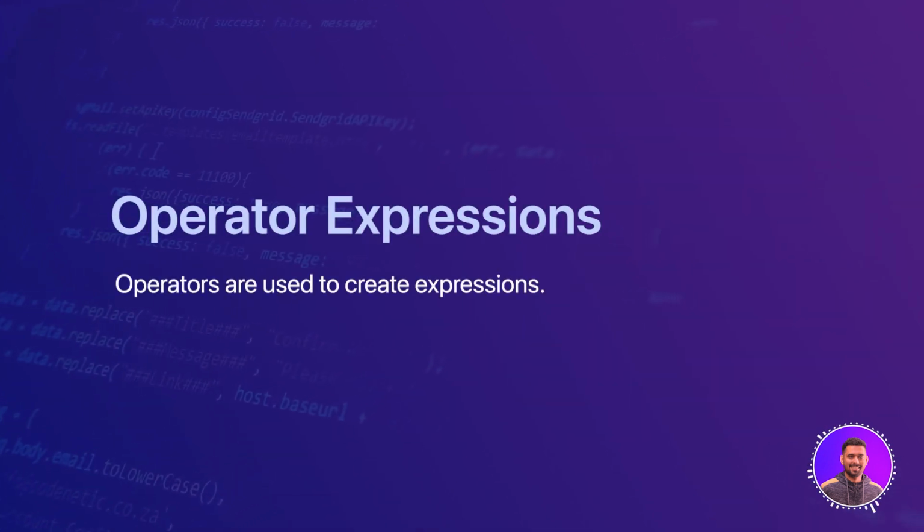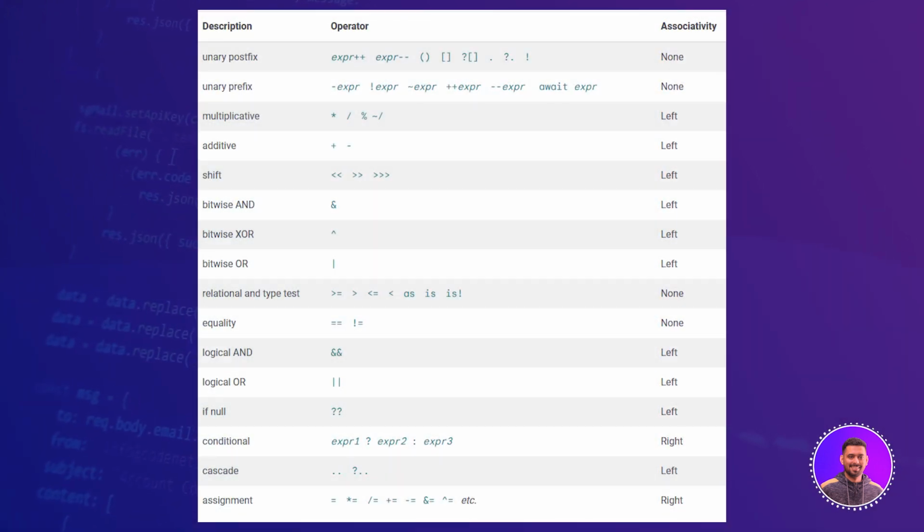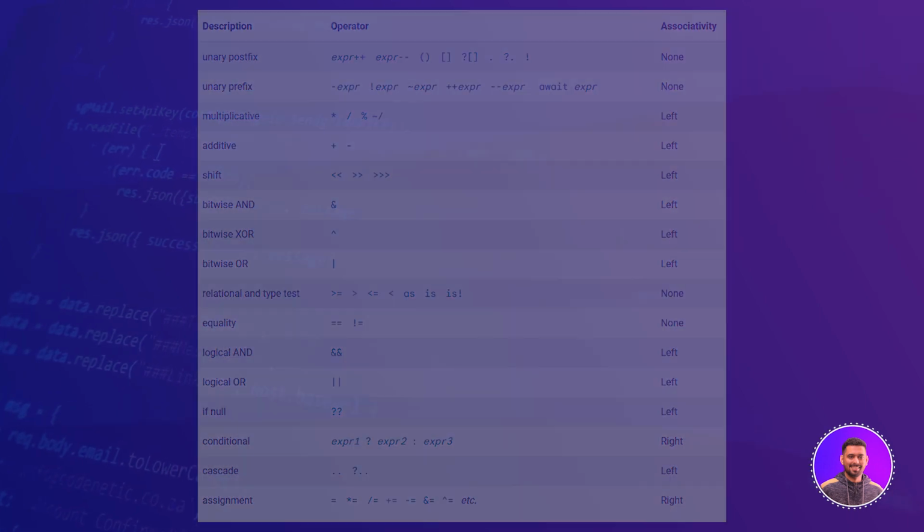Operators are used to create expressions. Here are some examples of operator expressions. In the operator table, each operator has higher precedence than the ones in the rows below it. This is crucial to understanding how your code is evaluated.